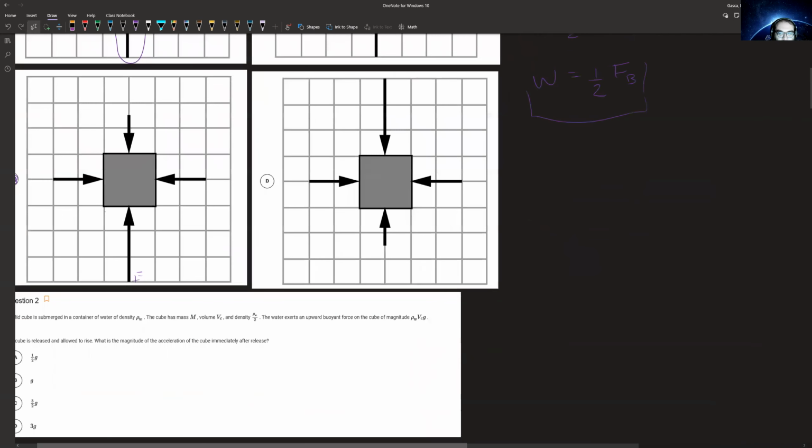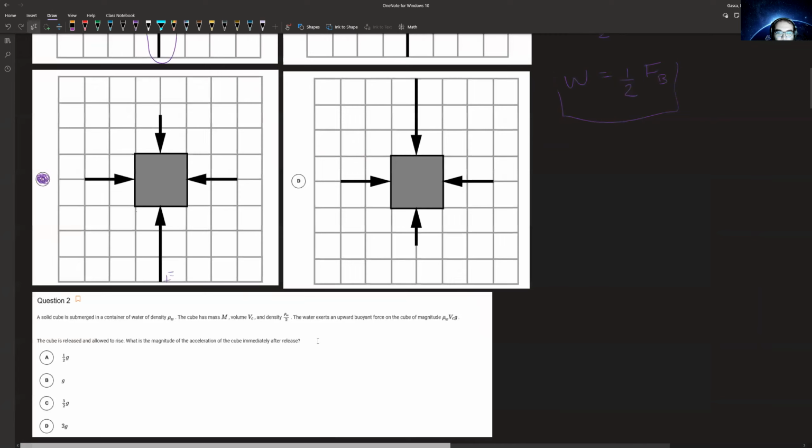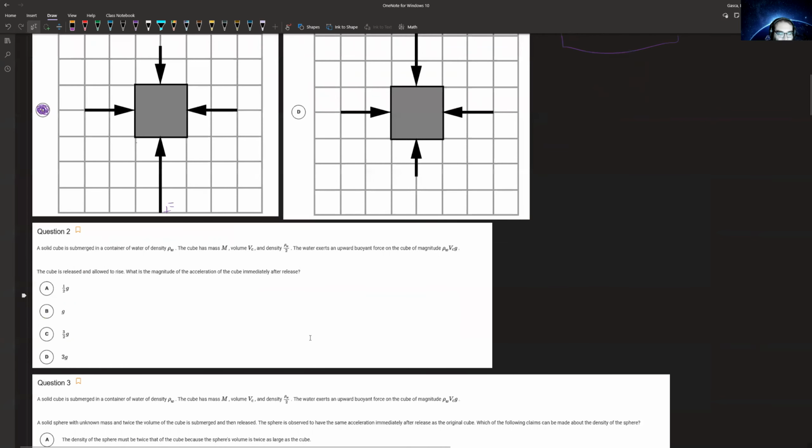Here's this bad boy, number 2, which is actually what I was thinking of answering earlier. A solid cube, the same scenario as before, is submerged in a container of water with density rho W. The cube has a mass m, a volume V_C, C being for the cube, and a density equal to half the density of the water. The water exerts an upward buoyant force equal to the density of the water times the volume of the cube, and that's because it's submerged, so the volume of the water displaced is the volume of the cube.